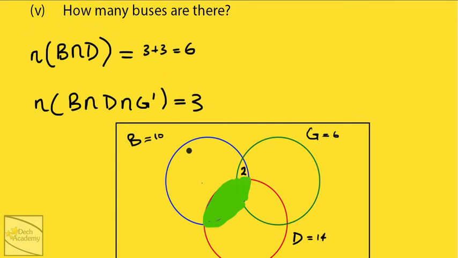Finally, we're asked to determine the total number of buses. How many buses are there in total? That's what this question is asking. And the answer is not 10 plus 6 plus 14. That's an easy mistake to make.